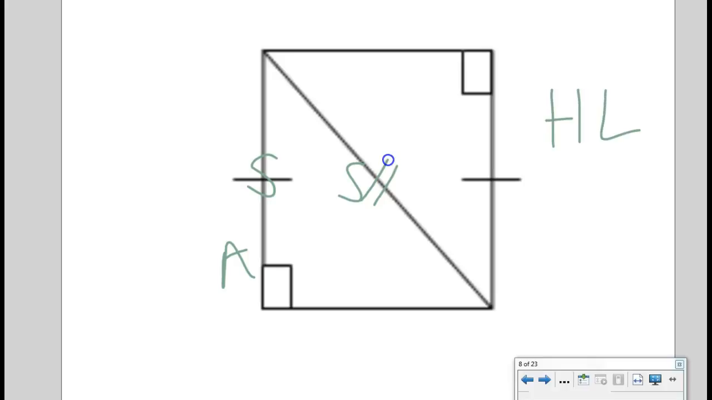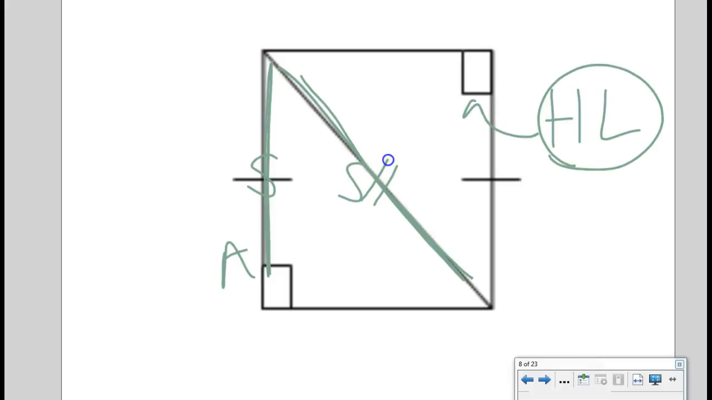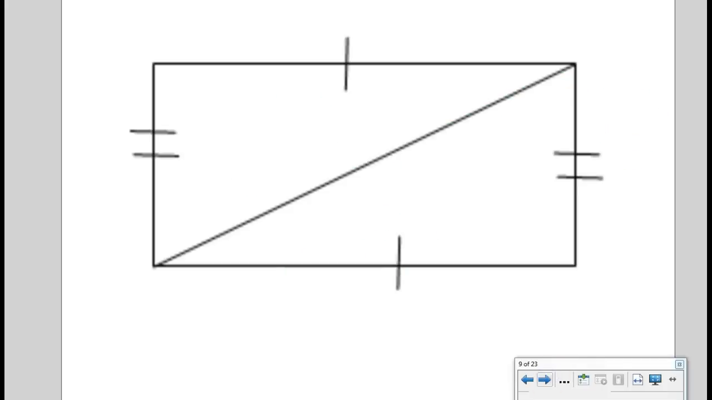This is HL because the hypotenuse has tick marks and the legs have tick marks. So you don't write ASS, you write HL, and the only reason he got away with it was because of the right angles. That's the only reason he got away with it. He's the teacher's pet.